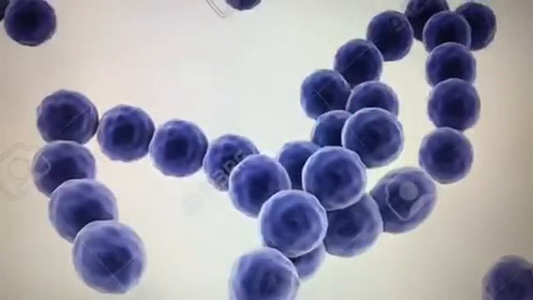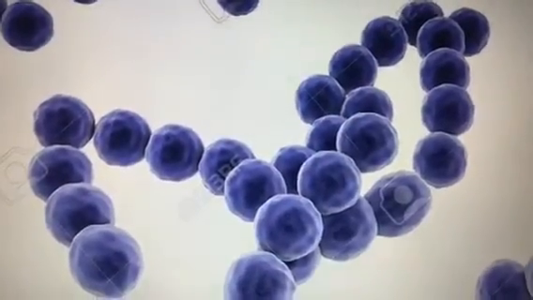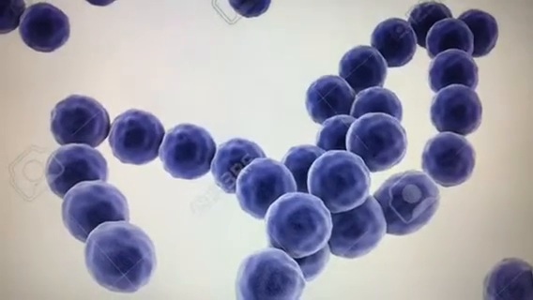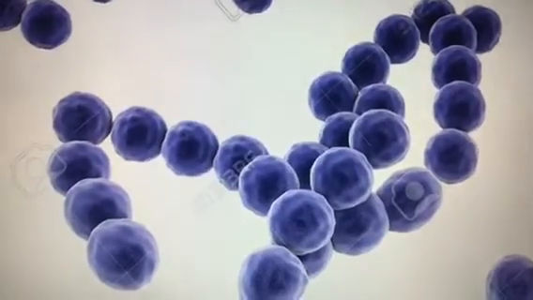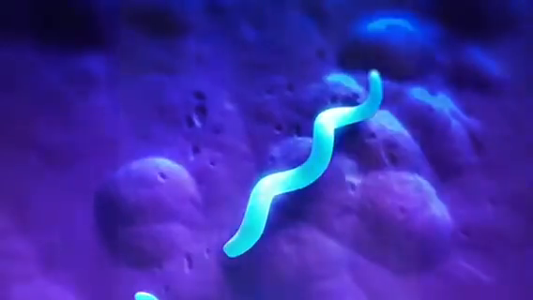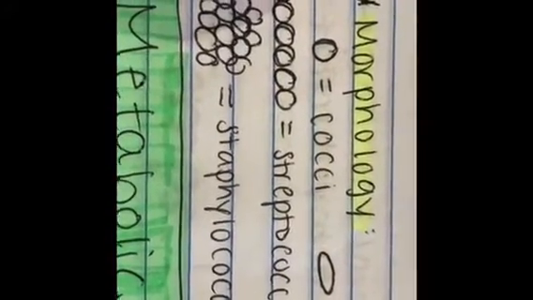Once you know a bacteria's gram status, you can also classify it by the morphology, or the shape of the cell. There are three main shapes, and that is cocci, or spheres, bacillus, or rods, or spirals. Cocci means a single sphere-shaped bacteria. Streptococci means a chain of bacteria. And staphylococci means a clump of bacteria.